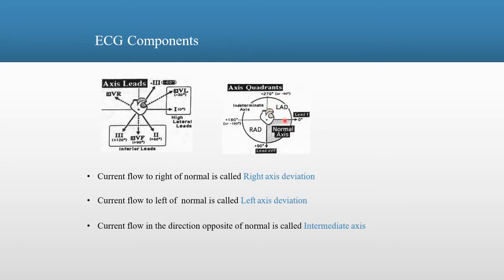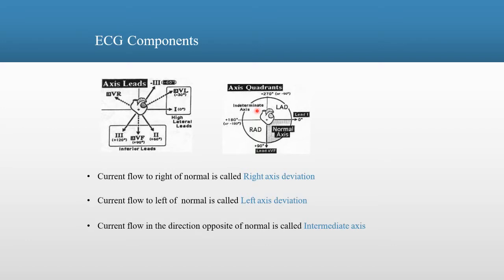Left axis deviation occurs when current flow is left of normal and is located between 0 and positive 270 degrees. Left axis deviation may signify inferior MI, hyperkalemia, left ventricular hypertrophy, or emphysema.